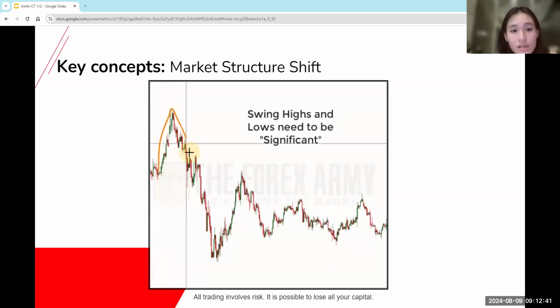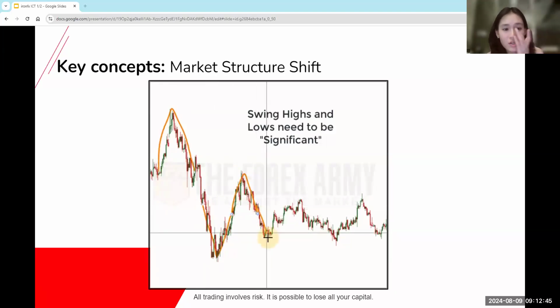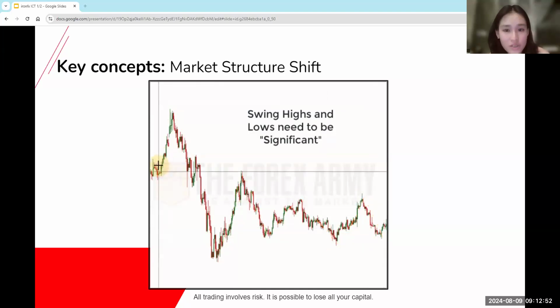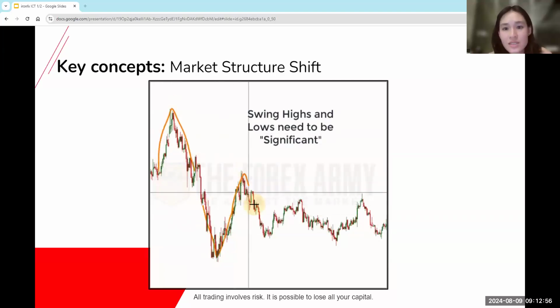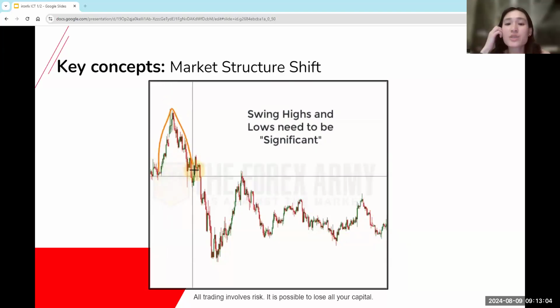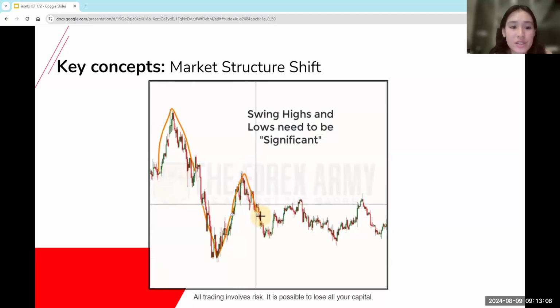So here's an example of a market structure shift. You can see the swing highs and swing lows. We say that it needs to be significant because this is the kind of market structure that we're looking for whenever we go in with an analysis. Even if we're not talking about ICT, if we're talking about Fibonacci or other kinds of trading techniques, we want to look for market structures that have this very clear shape of swing highs and swing lows.